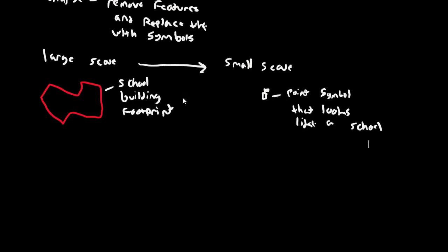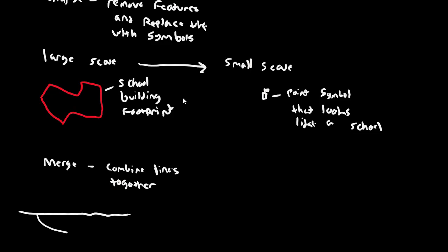Merge kind of does the same thing. So merge is actually very similar to aggregation and amalgamation, but it's the idea that we are going to sort of combine lines together, to reduce the number of lines and the overall congestion and complexity. So maybe we have something like a rail yard. So we have something like this, and then off this we have all of these other, we have like these three going this way, and we have maybe these three going this way.